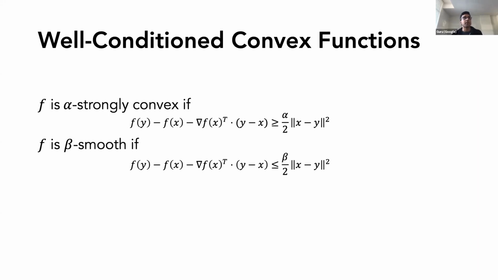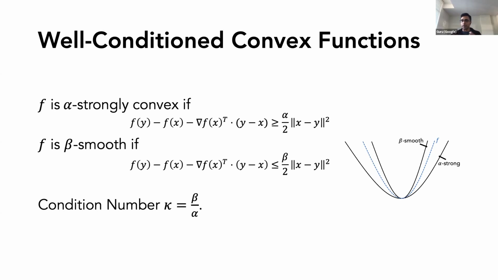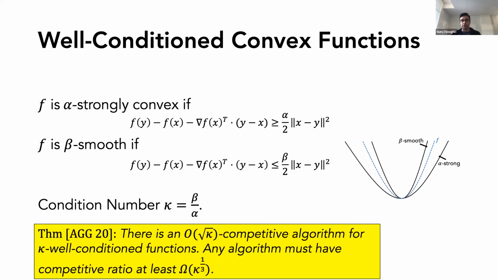So that's something else we looked at, which is functions that are well conditioned. If your function is alpha strongly convex and beta smooth, there's something called the condition number, which is the ratio of these two. And the closer this is to 1 tells you how smooth the function is. And in this setting, what we show is that you can get a square root kappa competitive algorithm. And again, in this case, we show that there's a lower bound of kappa to the 1/3.